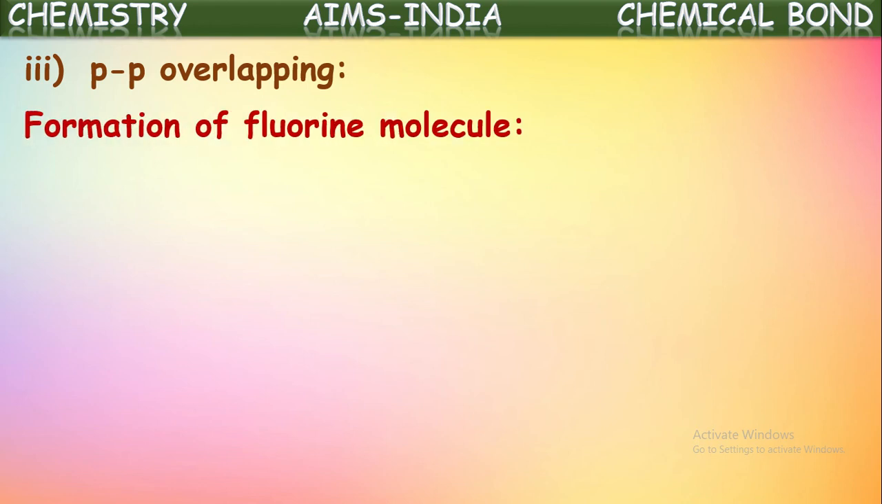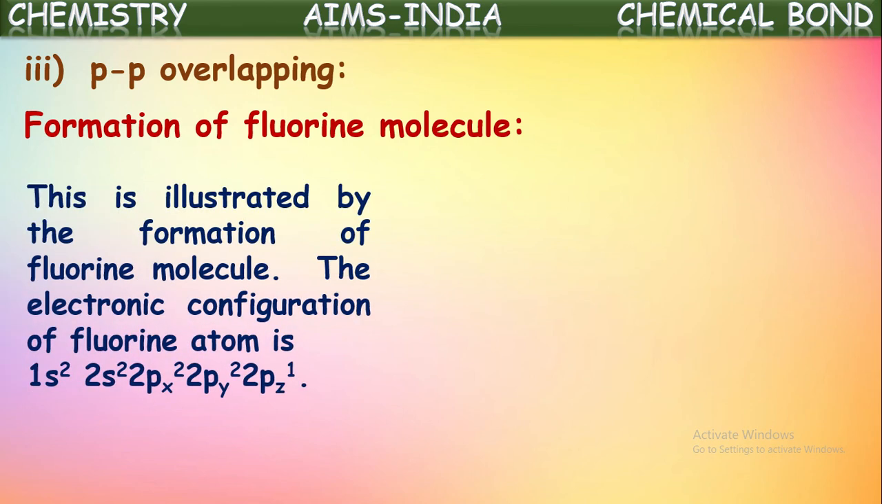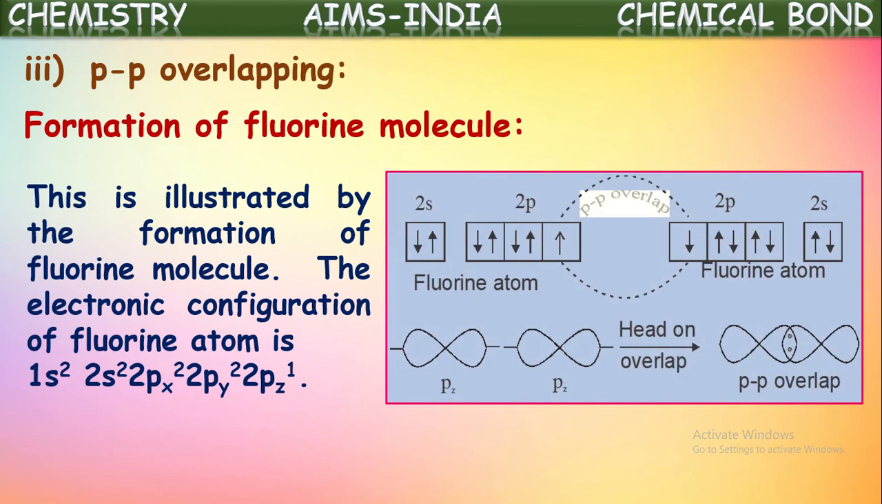So let us understand this by taking an example, that is the formation of the fluorine molecule, F2 molecule. This is illustrated by the formation of the fluorine molecule. The electronic configuration of fluorine will be 2, 7 to say simply, because the atomic number of fluorine is 9 and its configuration is 1s2, 2s2, 2px2, 2py2, 2pz1. Means fluorine has only one unpaired electron in its 2pz orbital.